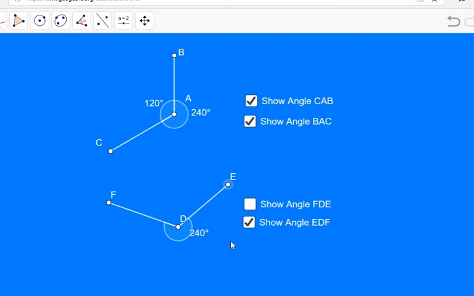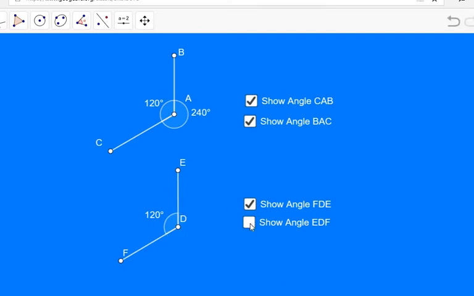Ellen, what's the missing angle going to be? It's still 120. No matter where we orientate those points, the angles around a point are always going to add up to 360. Let's go back to the start. Here we go. 240 plus 120 is 360.